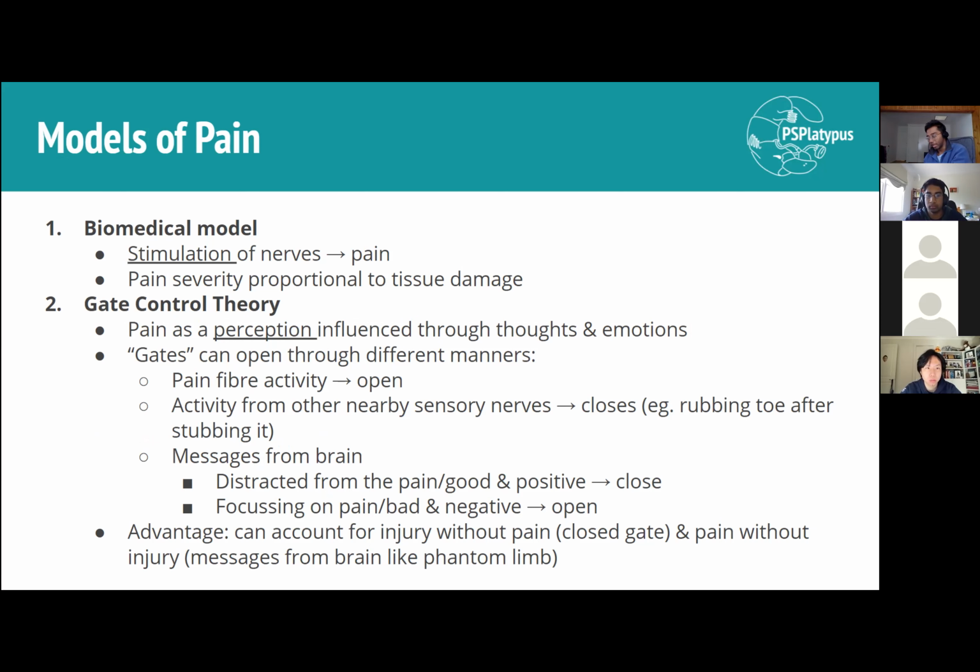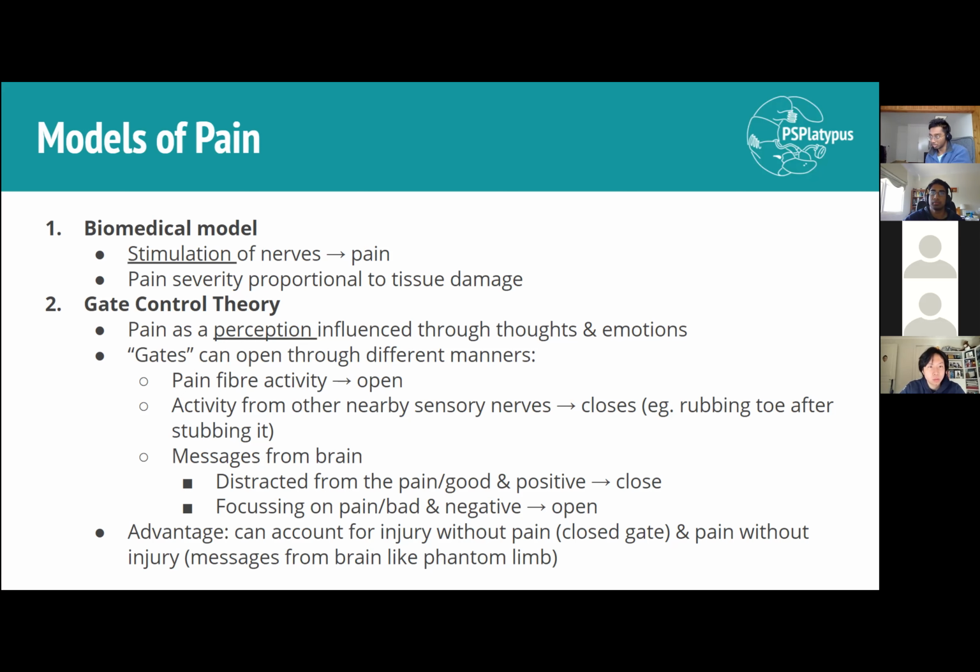Gate control theory, on the other hand, understands pain as a perception influenced through your higher processes such as thoughts and emotions. And we see pain as manipulated by gates or stopped by gates. So gates can open and close, and they open and close in response to different things. So for example, pain fiber activity opens the gate for pain. Activity from other sensory nerves, however, closes the gate for pain.